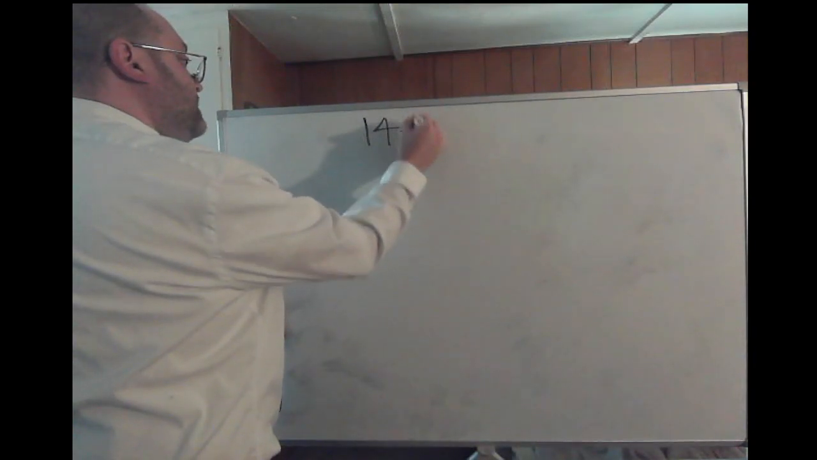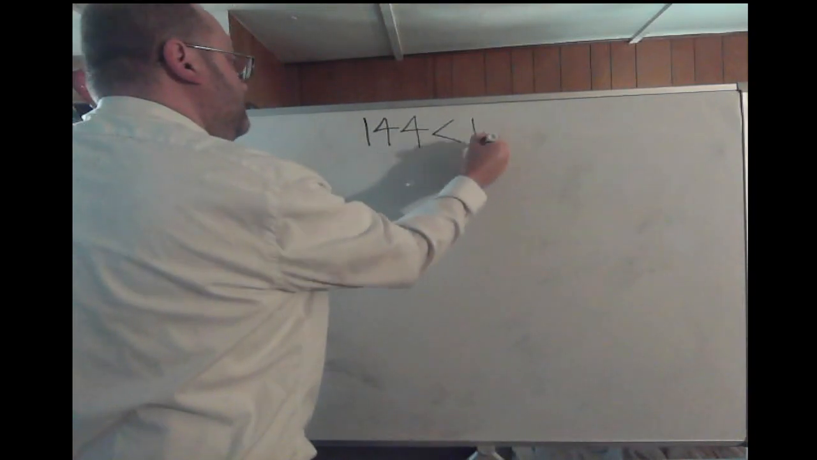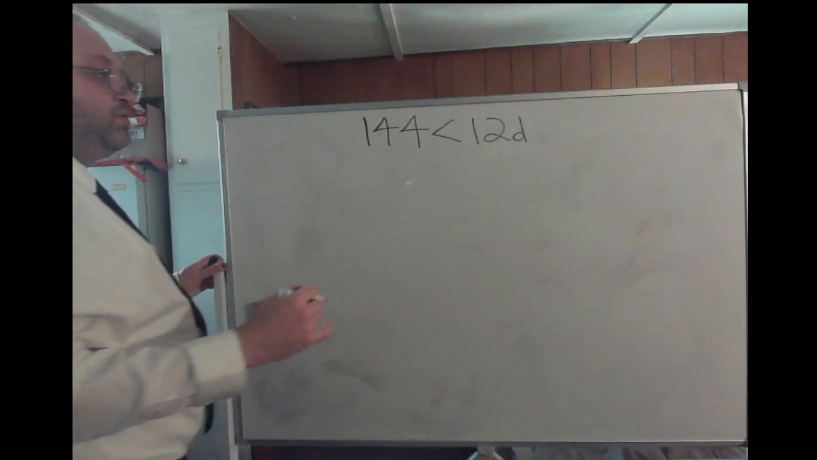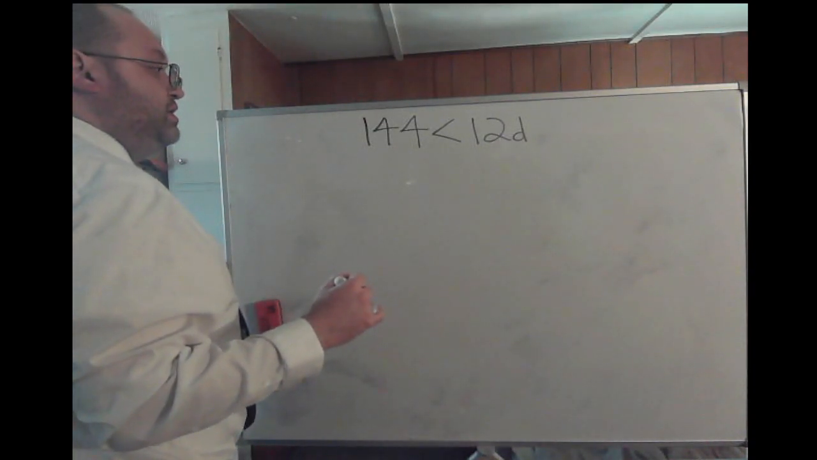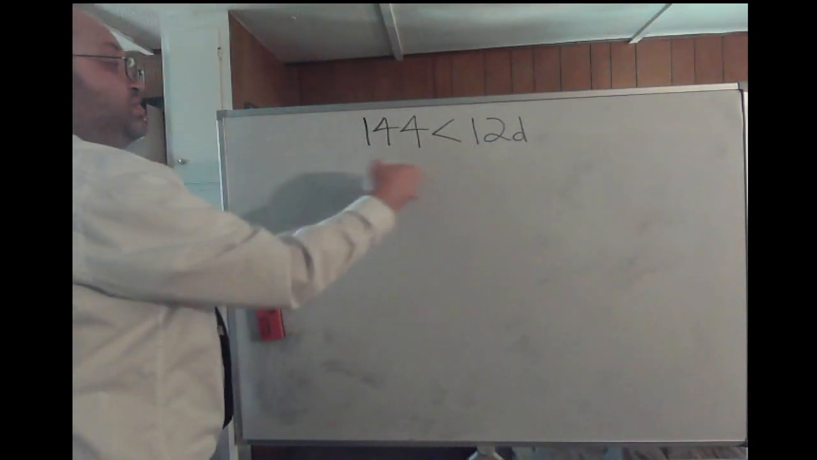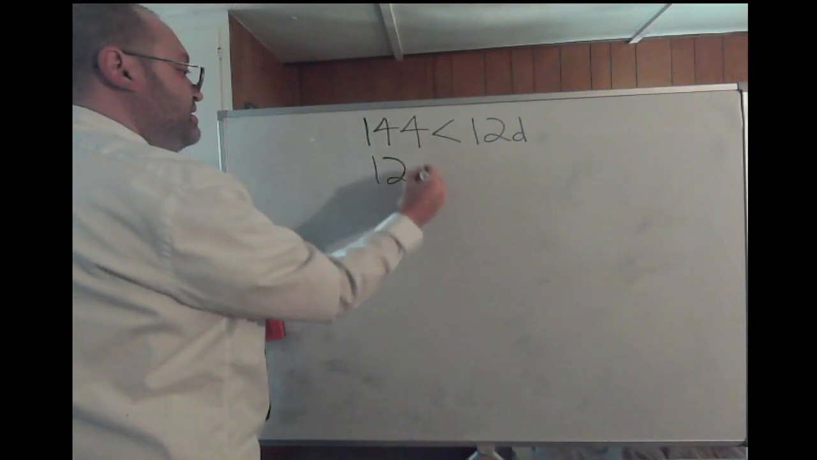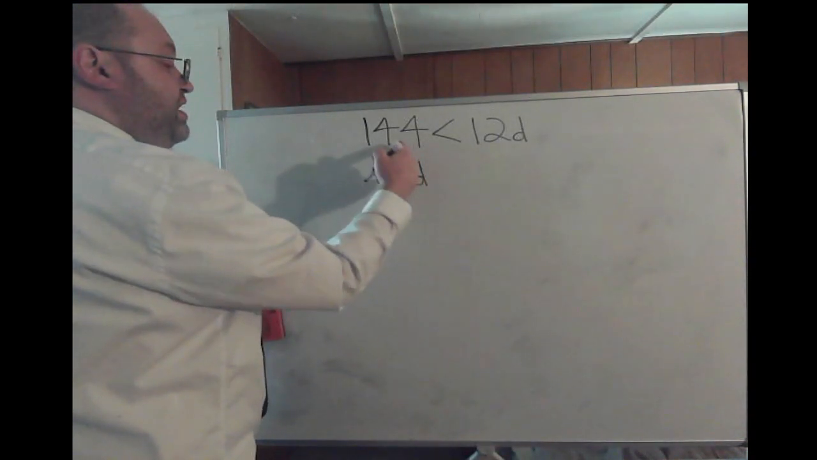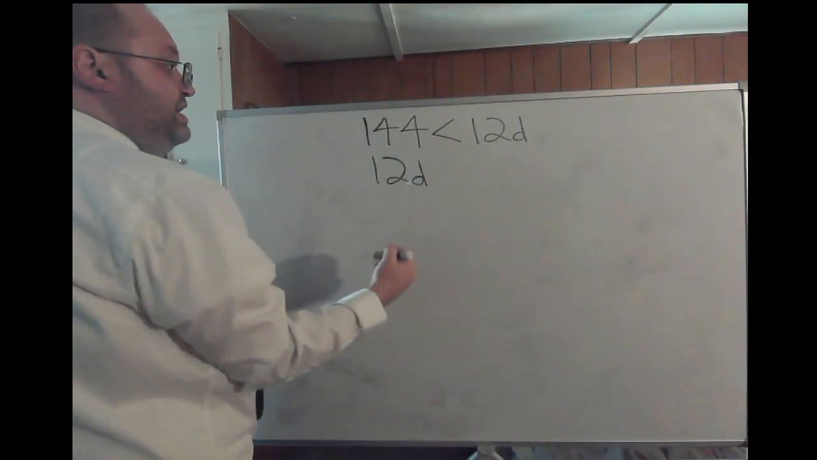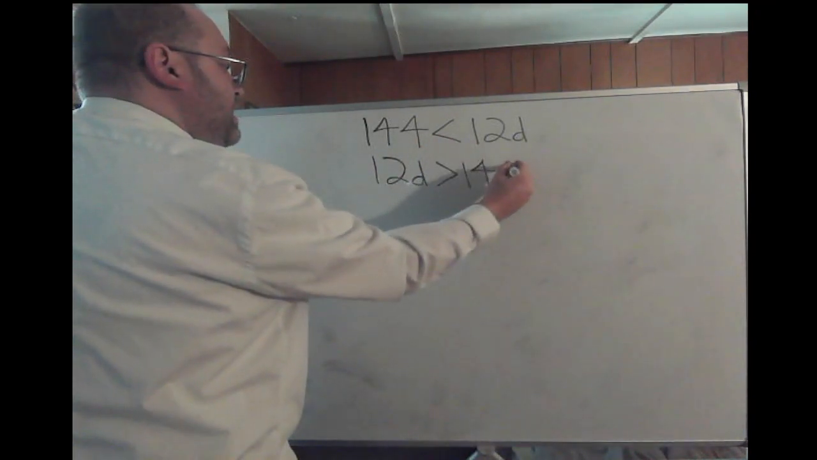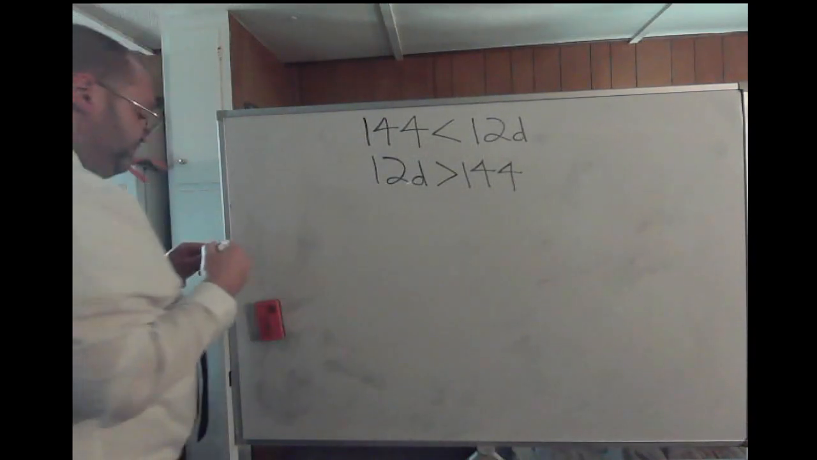We got 144 is less than 12d. Well, again, I would switch places with the variable and the number, so we'll have 12d on the left. But if 144 is less than 12d, that means 12d is greater than 144. That's what you would have.